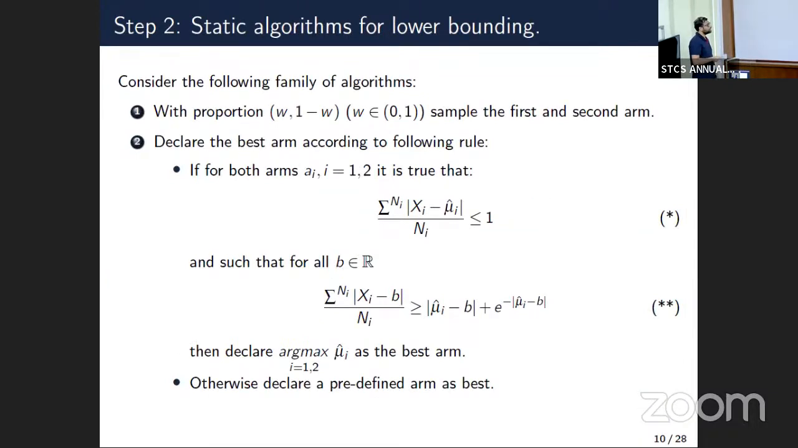So the class of static strategies we will consider is slightly constructed, but this is basically using the idea that you sample both the arms according to weights W and 1 minus W. Then, at the time when you have to make the decision, you consider the following two conditions. If the sample mean absolute deviation is less than 1, and if this particular inequality is true, then you declare the best empirical arm to be the best arm. Otherwise, you declare a predefined arm as best. Okay. So this strange looking strategy is static because the sampling proportions are prefixed. There is no adaptivity, there is no use of feedback there.